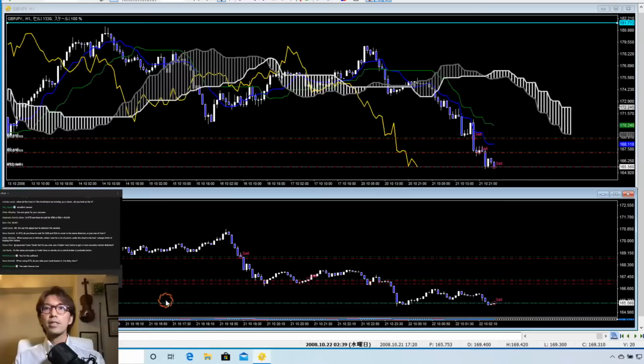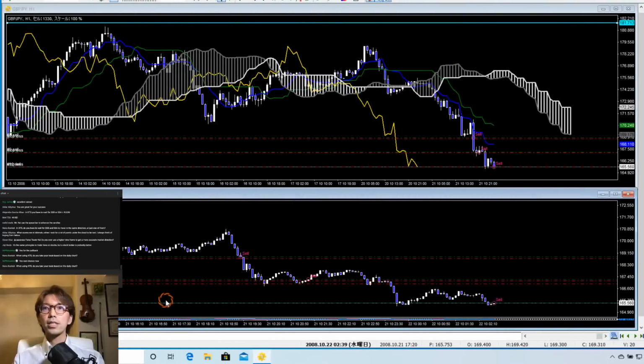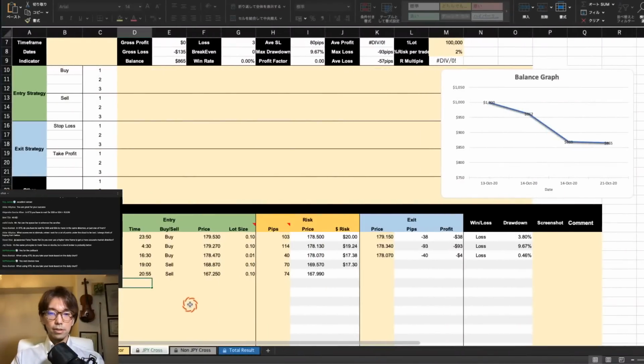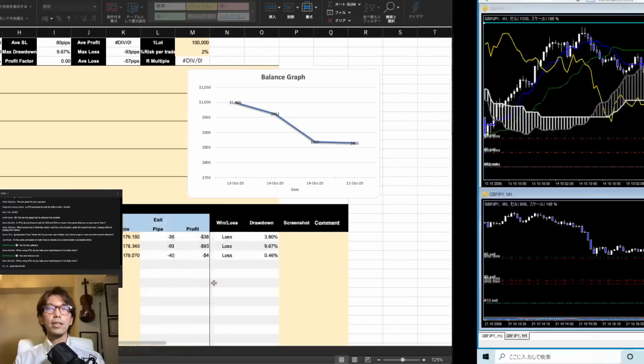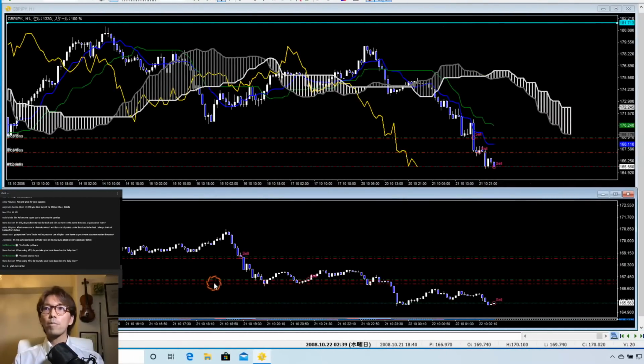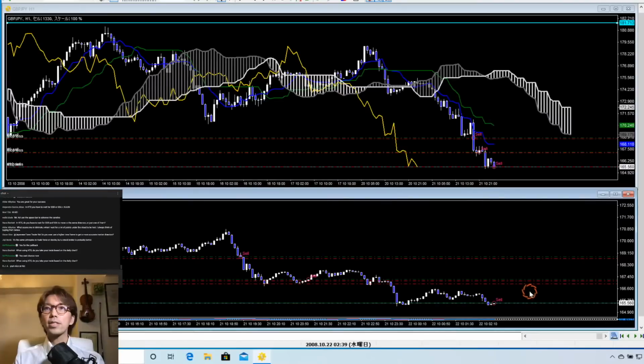This is, I think, the 22nd of October, and the time was 2:10, and I took another sell, and the entry price was 165.560. And I was going for 0.1 lot, and the stop loss was, in this case, how many pips is it?